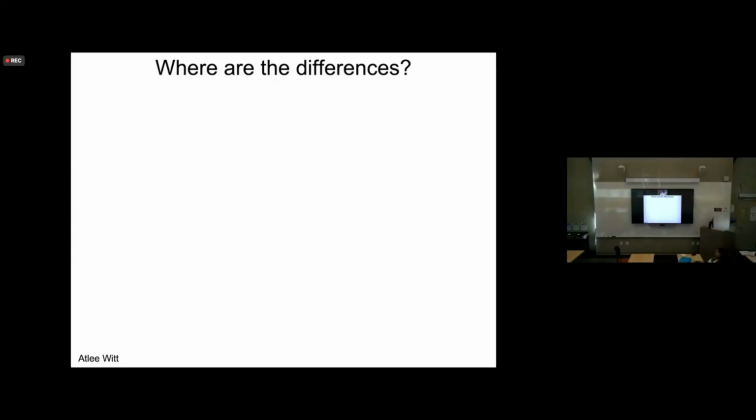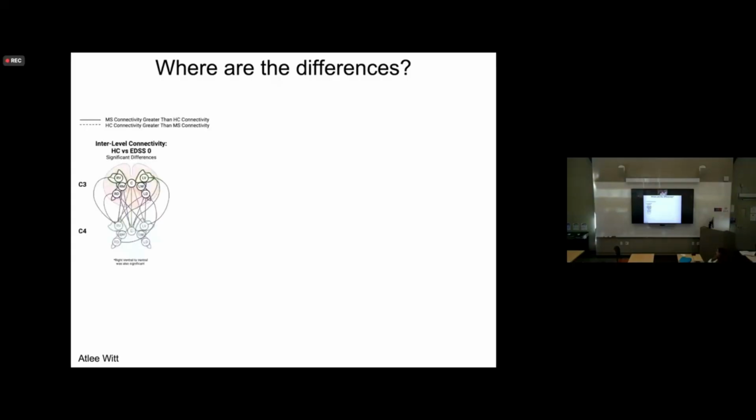So the question you ask is, well, where are these differences? And this is maybe one way to look at it. So this is a C3, C4 comparison where we look at the interlevel, so the between level connectivity of healthy controls.